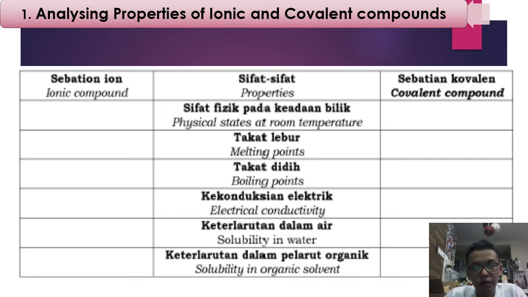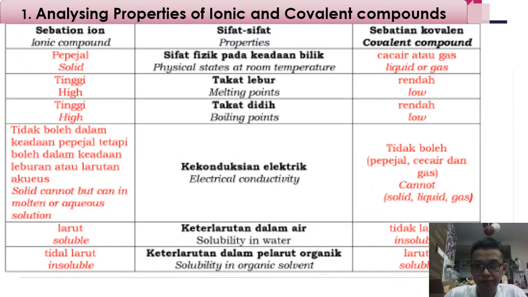For ionic compounds, normally the physical state is solid, while covalent compounds are in liquid form, or they can be a gas. The melting point for ionic compounds is higher, and for covalent compounds it is lower. The boiling point is also very high in ionic compounds, and low in covalent compounds.